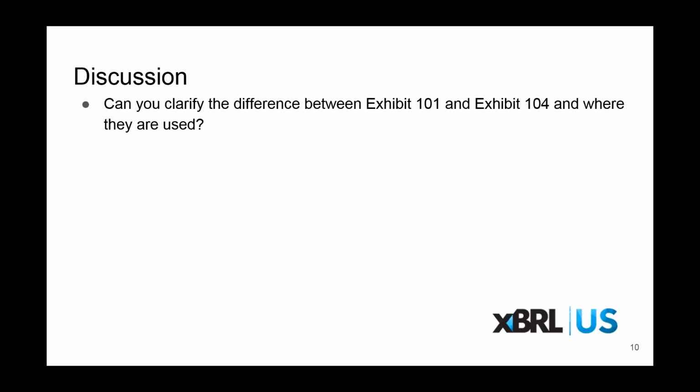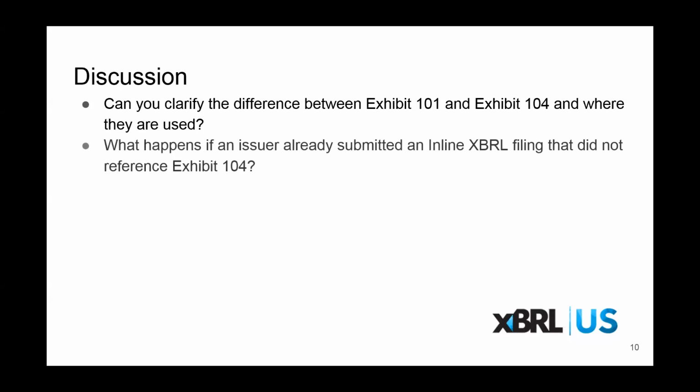Yep. So related then, what happens if an issuer has already filed an iXBRL document that does not reference Exhibit 104? Simple. The filer should add the Exhibit 104 reference in their next inline XBRL filing. Okay, yep. That's good information.